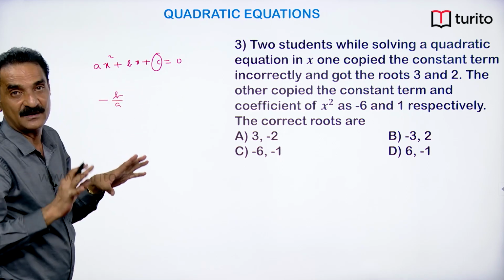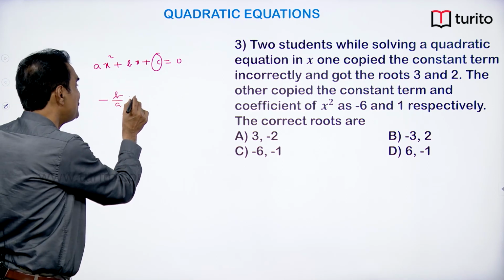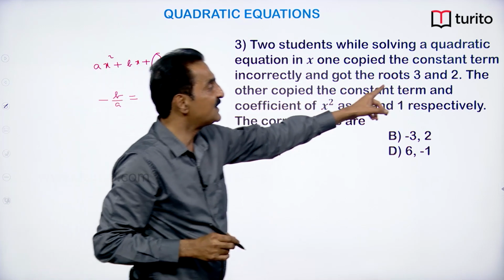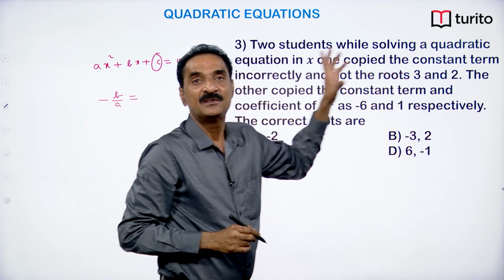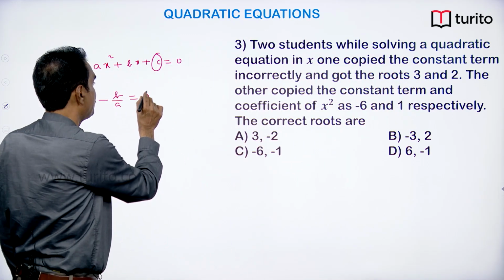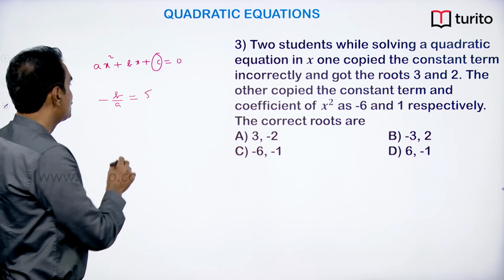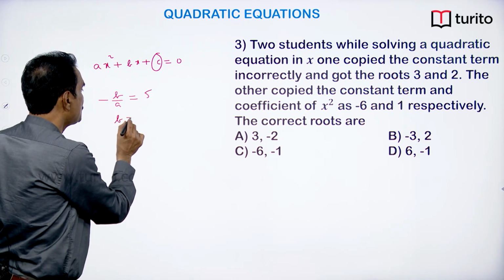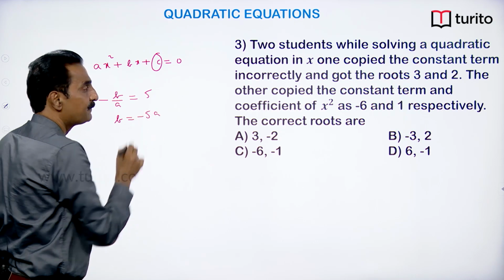A and b he took correctly. That means the sum of the roots must be correct. What is the correct sum of the roots? 3 plus 2, 5. Okay, so we will get b is equal to minus 5a.